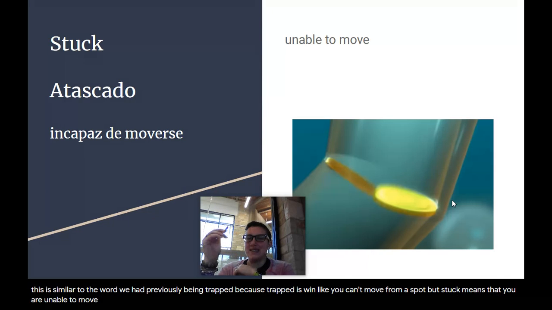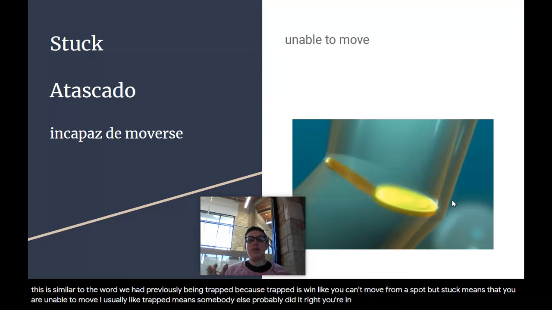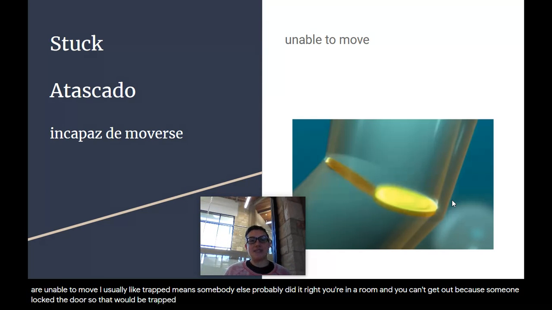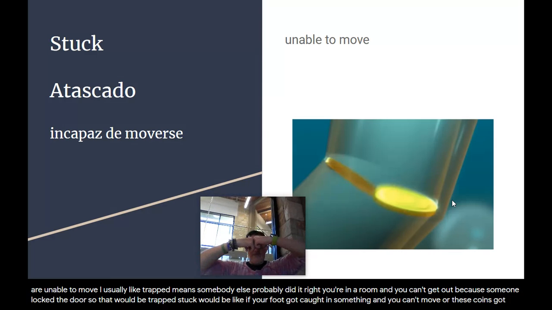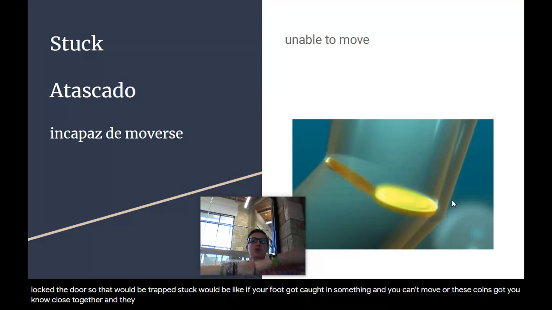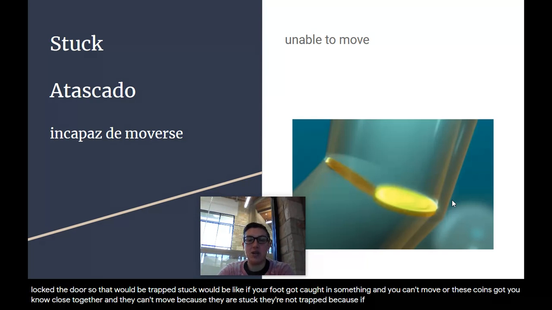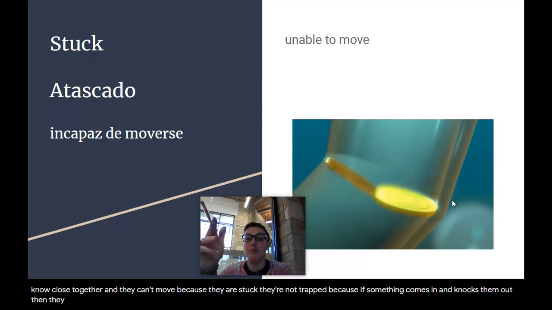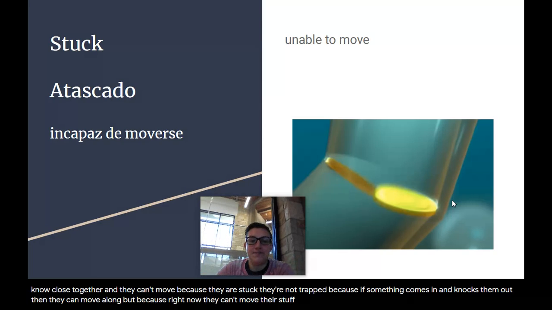But trapped usually means somebody else probably did it, right? You're in a room and you can't get out because someone locked the door. So that would be trapped. Stuck would be like if your foot got caught in something and you can't move, or these coins got close together and they can't move because they are stuck. They're not trapped, because if something comes in and knocks them out, then they can move along. But because right now they can't move, they are stuck.